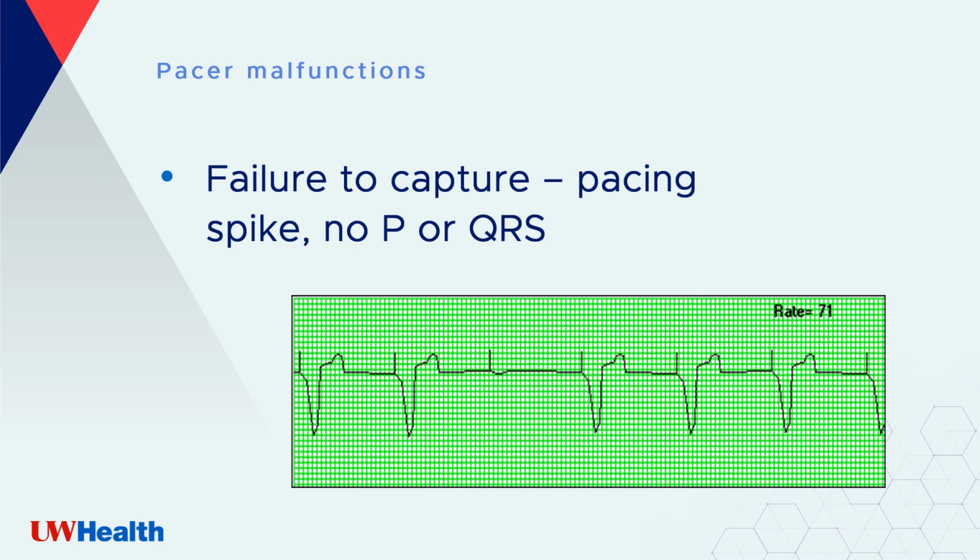Some other malfunctions that can happen is we can have failure to capture. So we do get that pacing spike, but it's not followed by a P or a QRS. So you can see here that we have some good ventricular paced beats, but now I have a pacer spike here with no activity after that. Sometimes this can be related to the heart being sick. It can be a lot of different things. It can be related to acidosis, some electrolyte imbalances, but you just need to know that we have a spike not followed by a QRS.